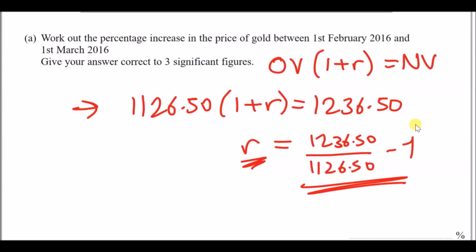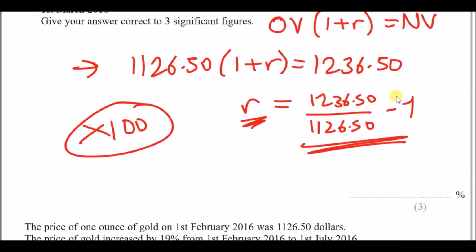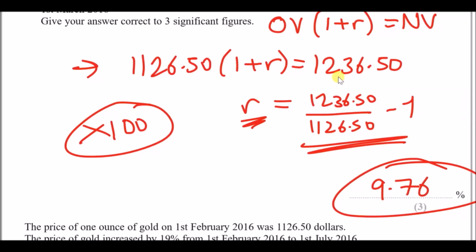You're going to get 1236.5 over 1126.50 minus 1, and you're going to get some kind of decimal answer. Because they want a percentage, you want to multiply your decimal answer by 100 to change it to a percentage. So answer times 100, and you should get, to 3 significant figures, 9.76%. And that's it. That's this part done.